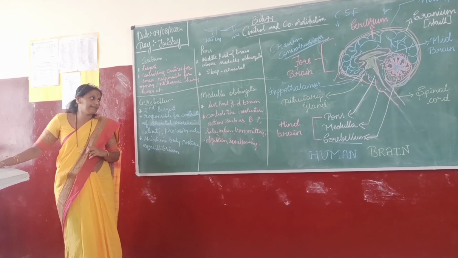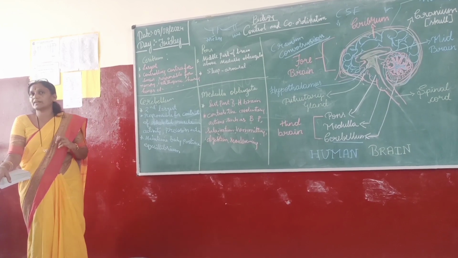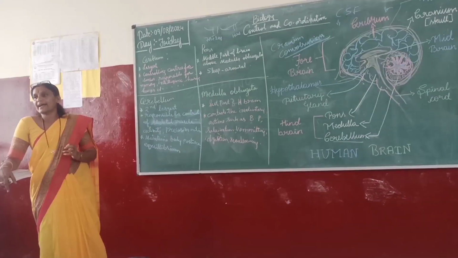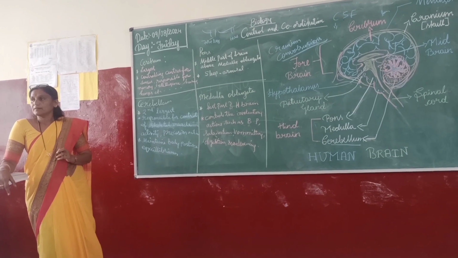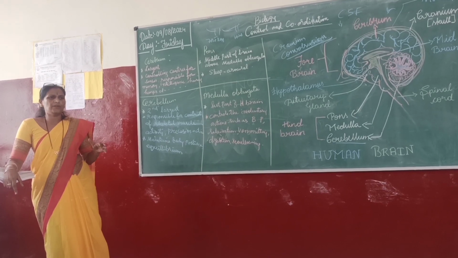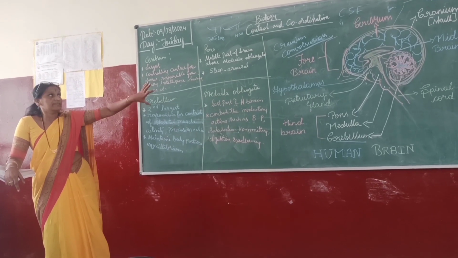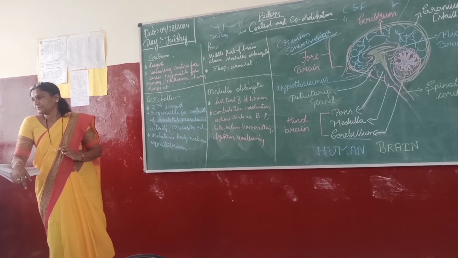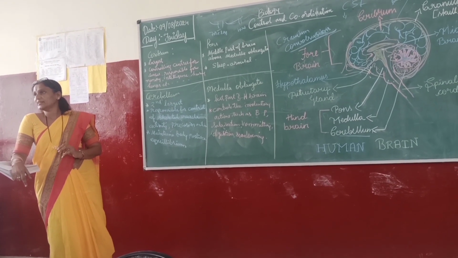Medulla oblongata is the last part of the brain, and it controls the involuntary actions in our body, such as blood pressure, salivation, vomiting, digestion and swallowing. This is about the brain, children. Understood? If you have any doubts, you can ask.